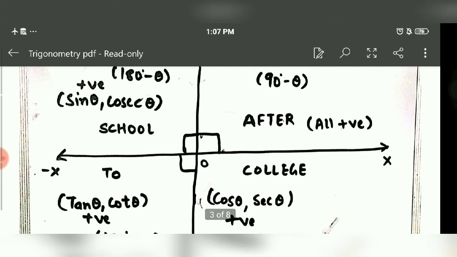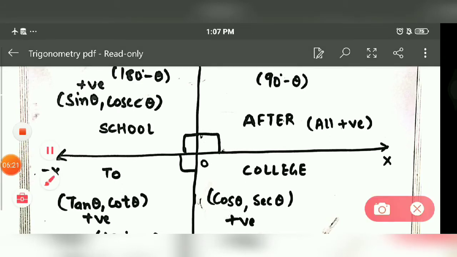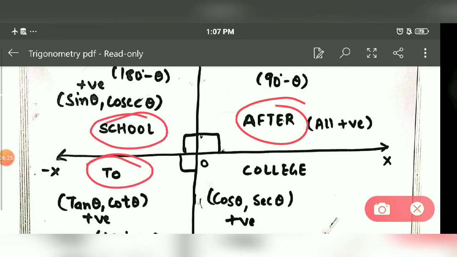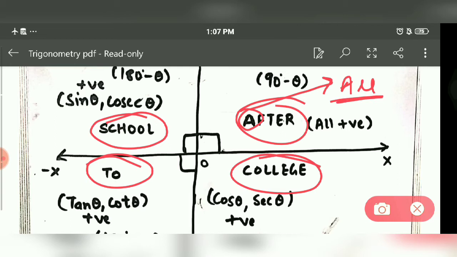And one more thing we have to note, there is a general way to learn, or we can say a trick, from school to college. The first letter we have to pick. A means all. In the first quadrant, all trigonometric ratios, sine theta, cos theta, tan theta, secant, cosecant, and cot, are positive. In the second, the first letter is S. S means sine. The reciprocal of sine is cosecant. So only sine and cosecant are positive, the rest are negative.